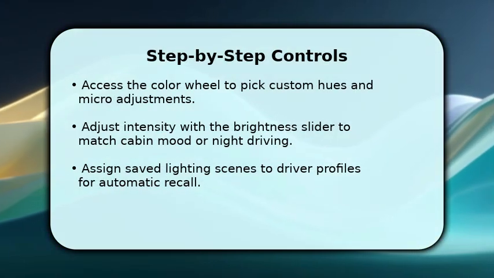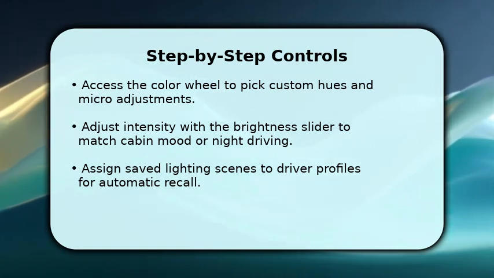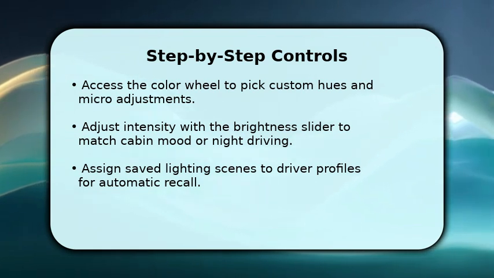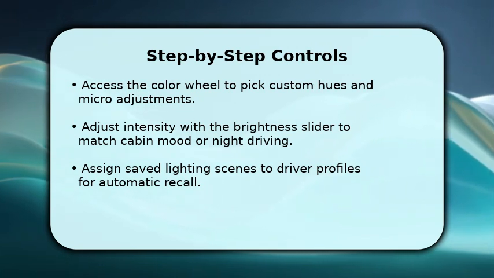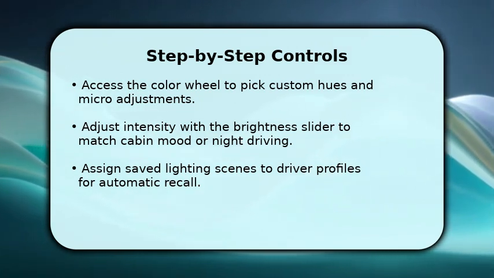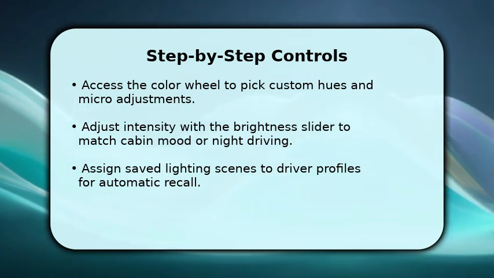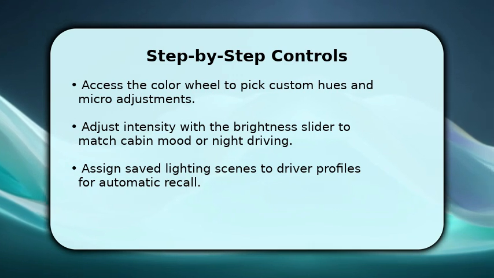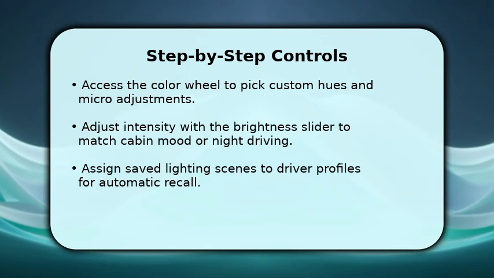Begin by navigating to Lighting and Ambience from the main settings menu, then choose Ambient Lighting. Use the color wheel for precise hue selection and the brightness slider to set intensity. For dynamic effects, enable flowing or pulse modes if available. Once satisfied, save the configuration to your driver profile so the cabin returns to your settings when you unlock or start the vehicle. It makes repeated customization effortless and consistent.